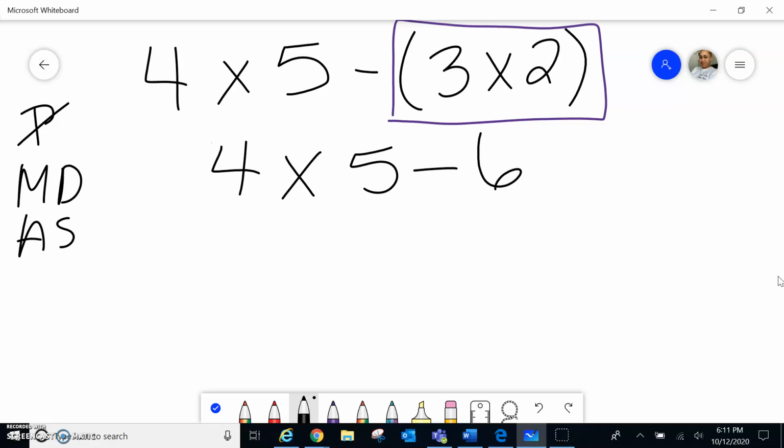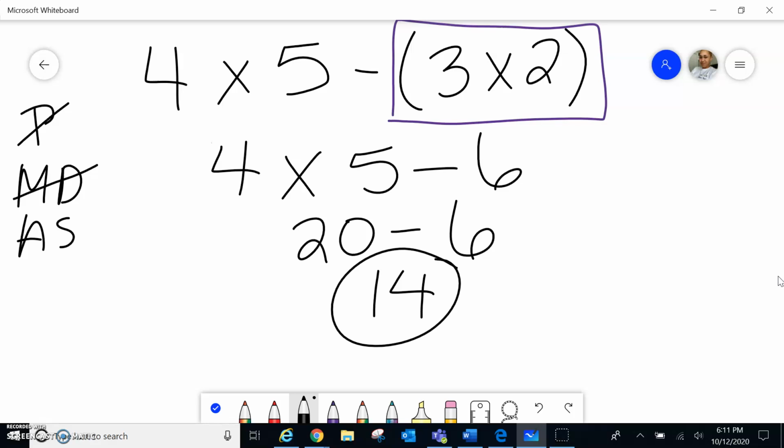Now I'm going to look for multiplication and division, which I have. 4 times 5 is 20. And then I'm going to bring down my minus 6. Nothing else to multiply, nothing to divide, I can cross that out. And last but not least, I'm going to look for addition and subtraction. I do not have any addition, but I do have subtraction. 20 minus 6 is 14, which is going to be my final answer because I have nothing left to solve.